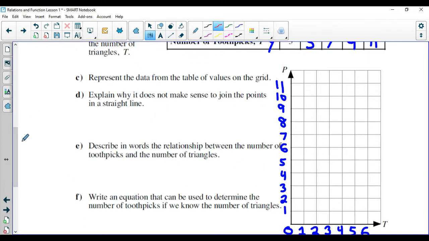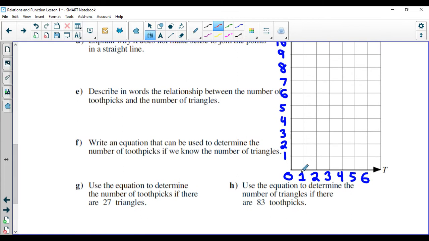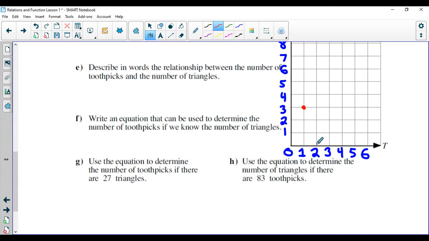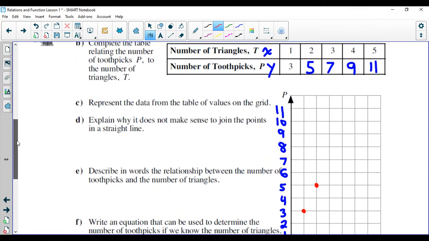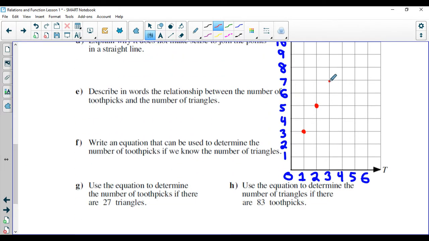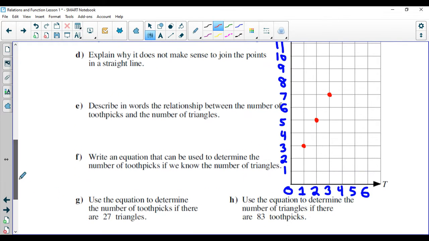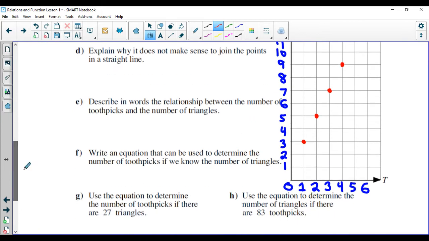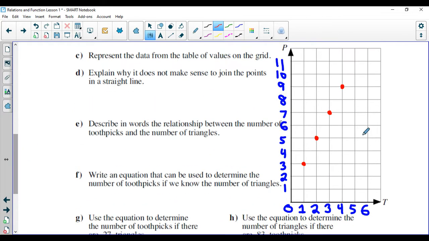Okay, so if we plot these points now, 1 triangle has 3 toothpicks, so that's going to be plotted right here. 2 triangles has 5 toothpicks, so at 2, we go all the way up to 5 here. At 3 triangles, we have 7 toothpicks, so it'd be 3, 7, which is up here. And then we have 4, 9, so 4, and then all the way up to 9 here. And then go up even further, and we have 5, 11, so 5, 11 will be plotted all the way up at the top.